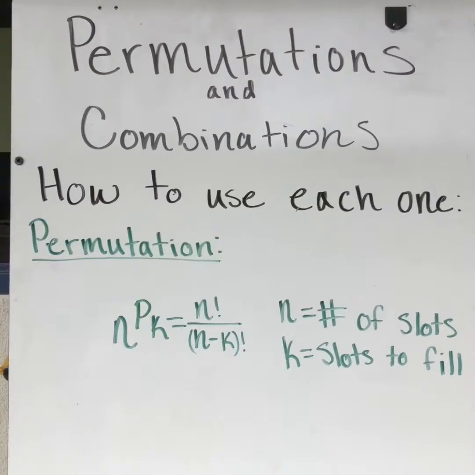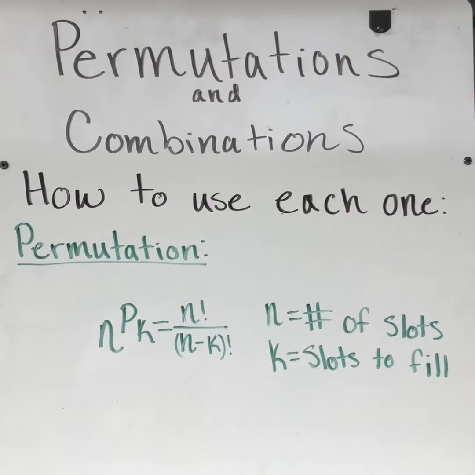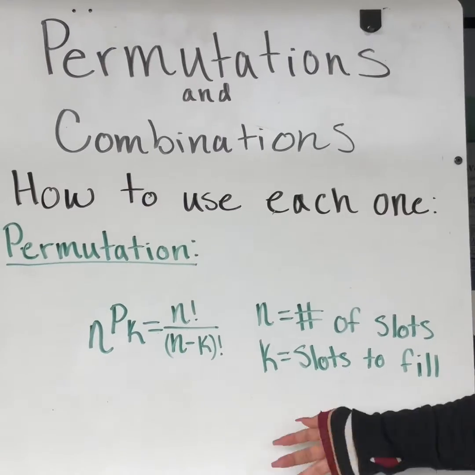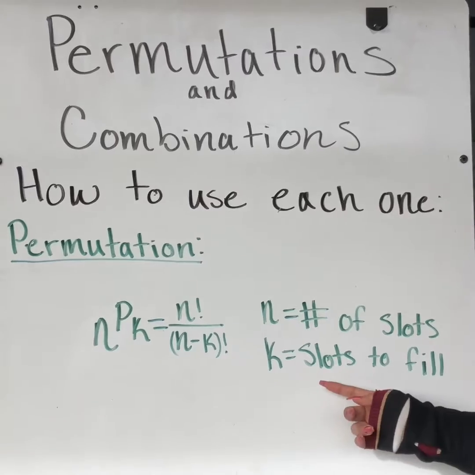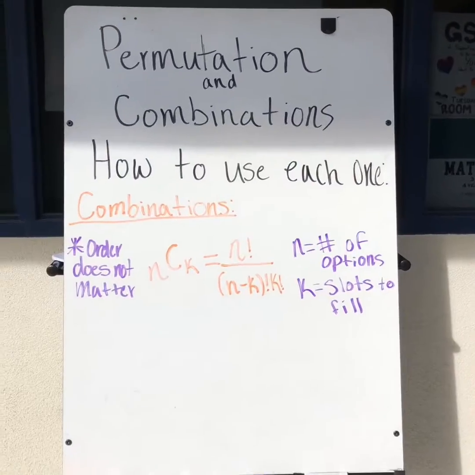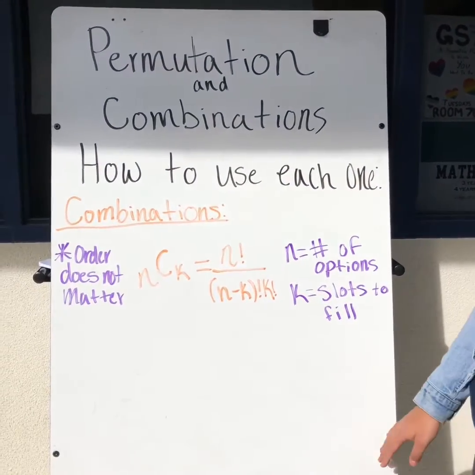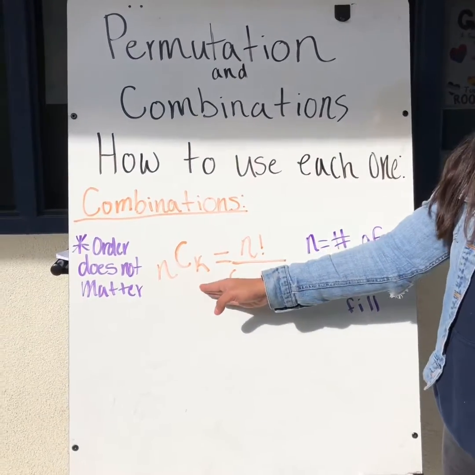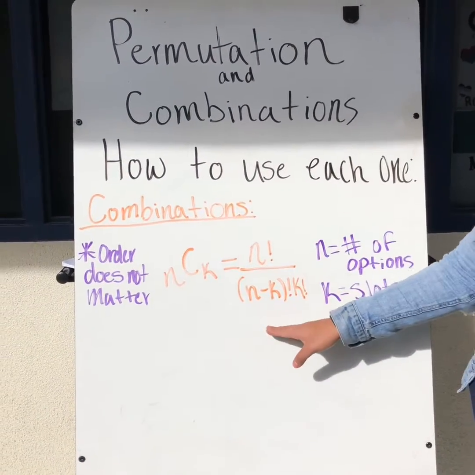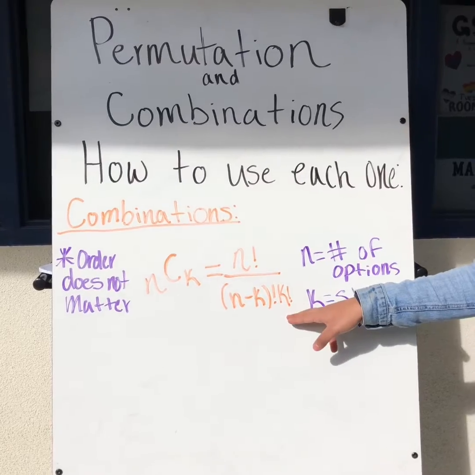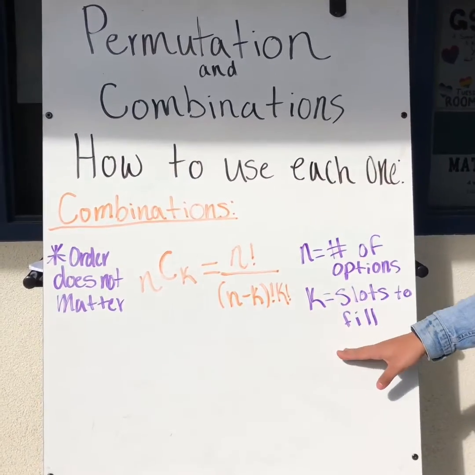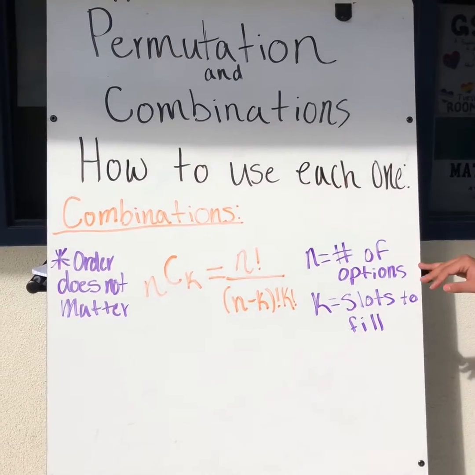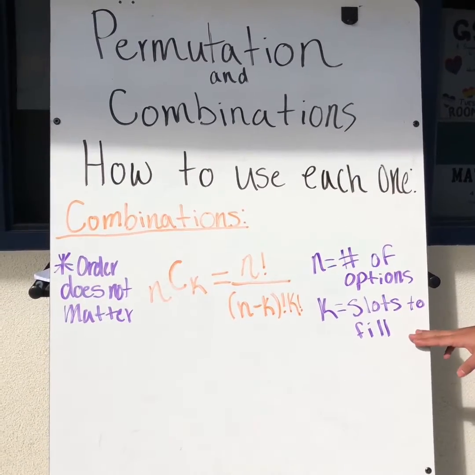And so that's how to use each one. For permutations, this is the equation: n represents the number of options and k represents the number of slots to fill. For combinations, the formula is nCk: n factorial over (n minus k) factorial times k factorial. In combinations, order does not matter, and n still represents the number of options and k represents the slots to fill.